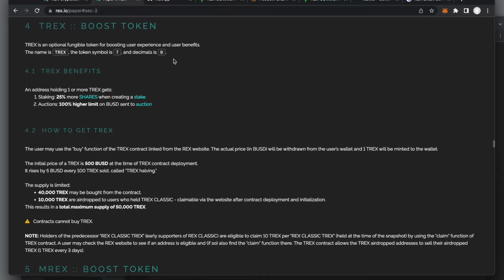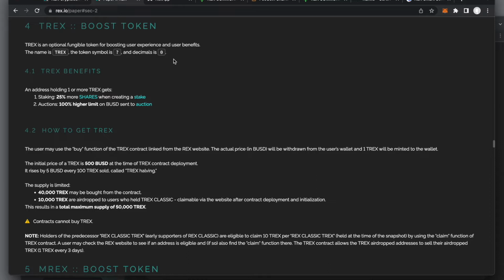So the TREX benefits, section 4.1: an address holding 1 or more TREX gets 25% more shares when creating a stake. So this is something that is amazing enough that I would like to show it to you on the testnet so you can actually see what it does. So I will do that in just a second as soon as we get through the rest of this section. So TREX gets you 25% more shares when you create a stake.